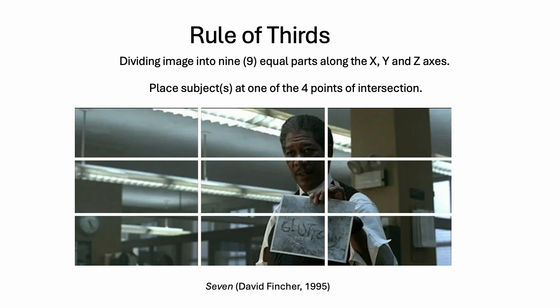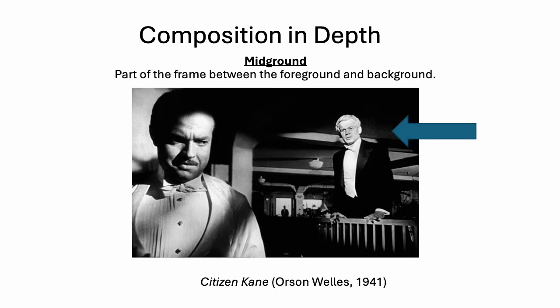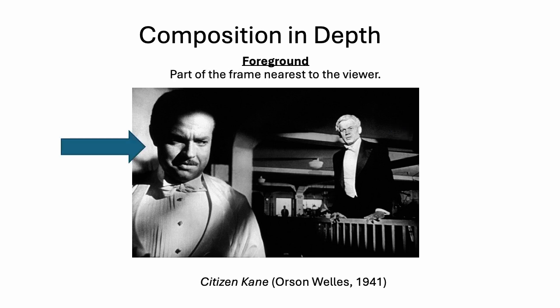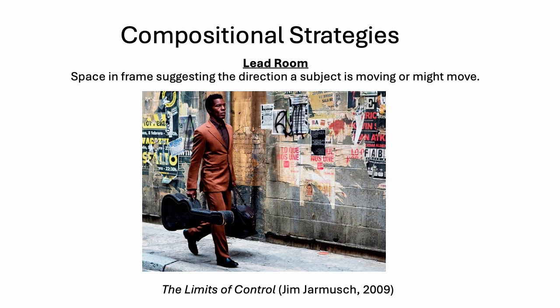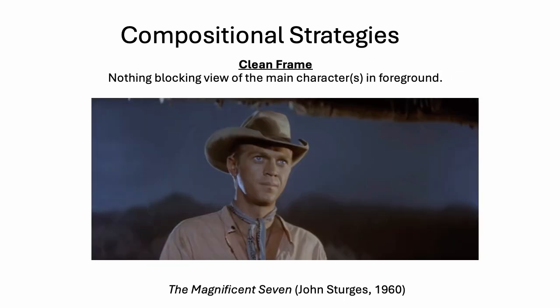Then there's frame composition. Now, there are many elements that go into composing the frame, such as the rule of thirds, which is a common compositional strategy used in film. There are things like the midground, the foreground, and the background. There's headroom, look room, and lead room, and various other compositional strategies commonly used in film.